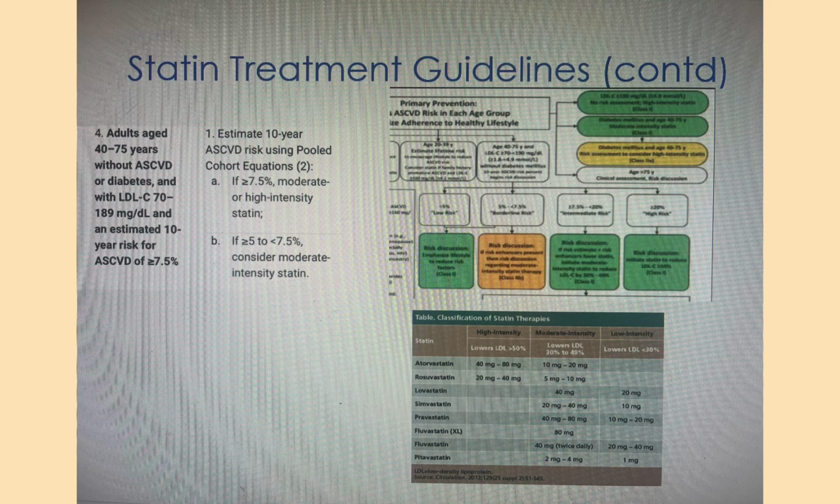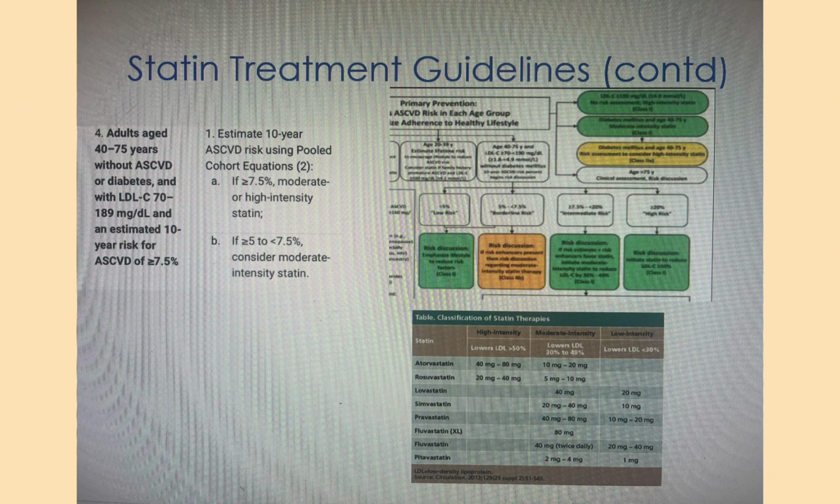And then the second column, 5 to 7.5%, borderline risk, so consider moderate intensity statin. And then the first column, less than 5%, low risk, so risk discussion and assess any risk factors, and then based on that decision making, no statin is advised.